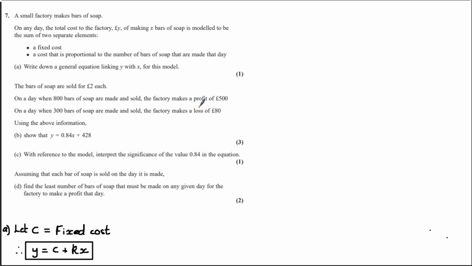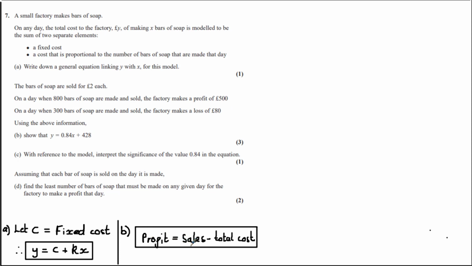But how do we generate a simultaneous equation using these facts? Well, we've been given the profit, we've been given the loss, we've been given the number of bars sold in each case and the price of selling each bar. So that means that on each day we can work out the amount of money we would make from sales by multiplying the number of bars sold on that day by the price they're sold for. Now, you are required to know that the profit is equal to the sales, the amount of money that's made from sales, minus the total cost.